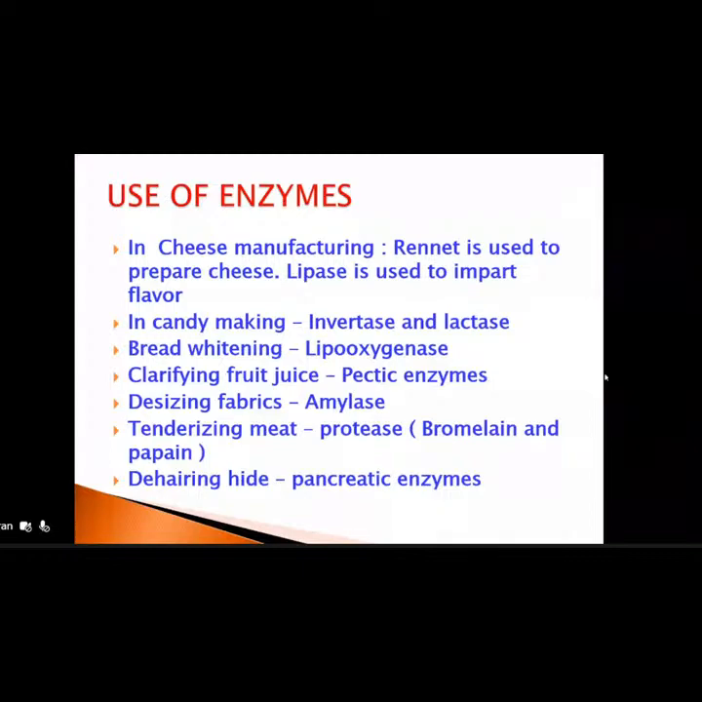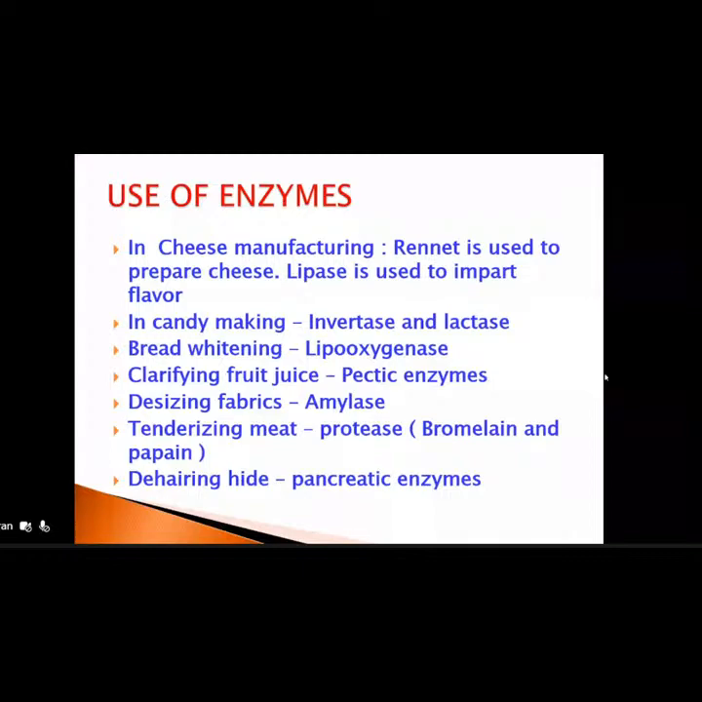And the next is clarifying fruit juice. What clarifying fruit juice means is to get the fruit juice in a clear format, that is transparent juice without any debris, right? So clear juice is obtained by using pectic enzyme, because the fruit outer layer has pectic substances, right? In order to cleave the pectic substances, we can use pectic enzyme. When we use pectic enzymes, it cleaves the pectic outer layer of the fruit and makes a clear juice, right? So for clarifying fruit juice, we can use pectic enzyme.